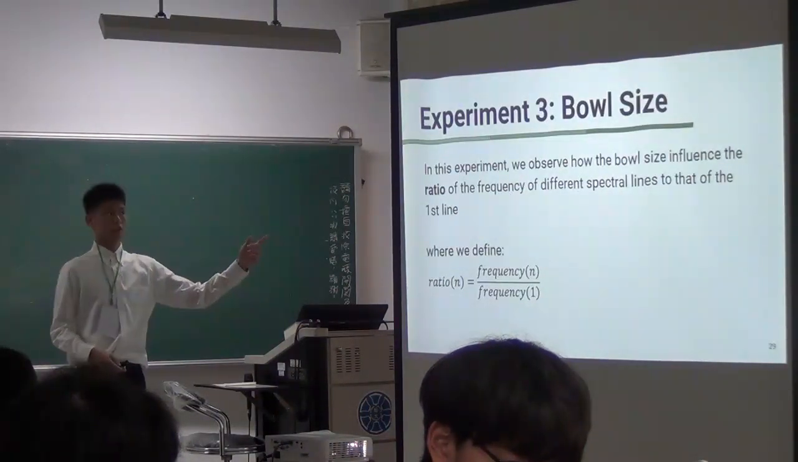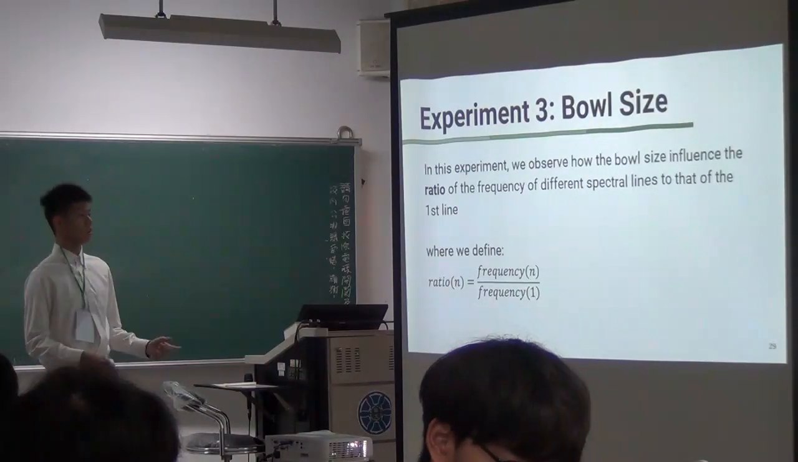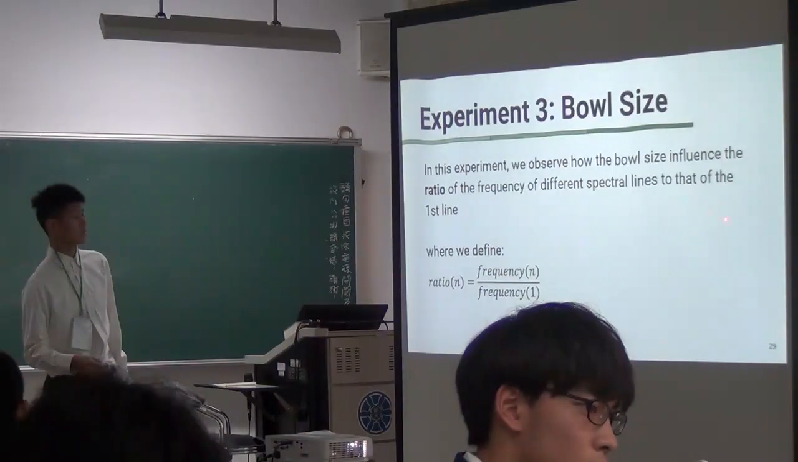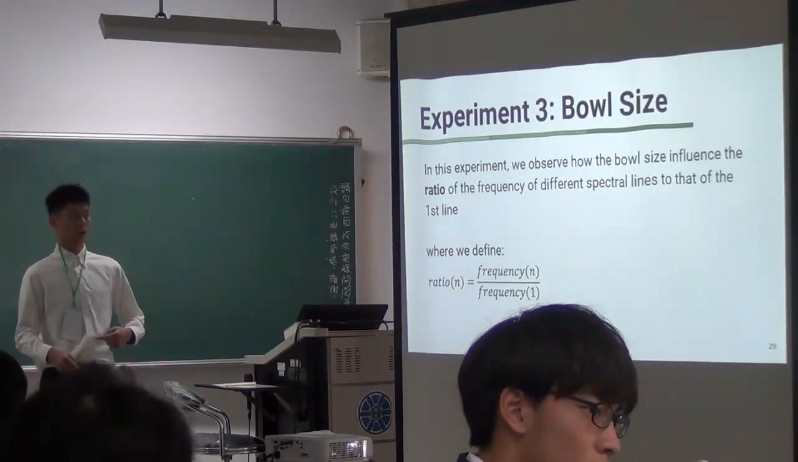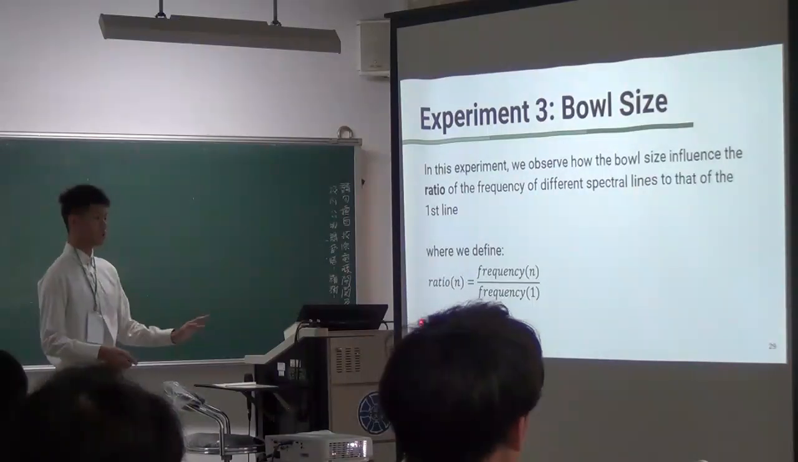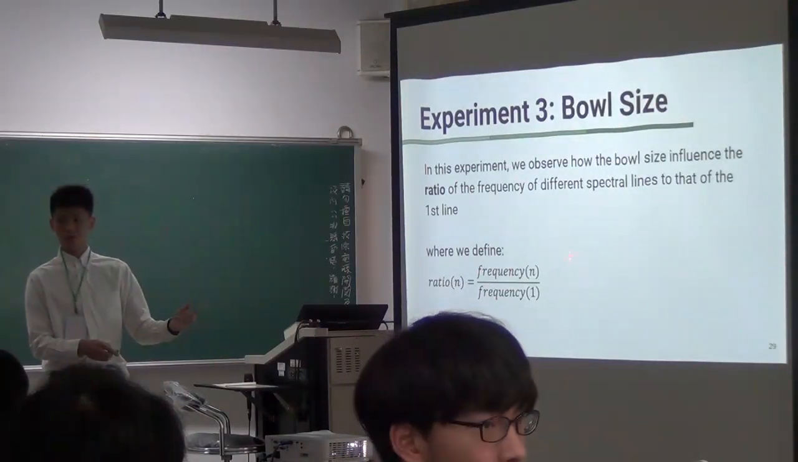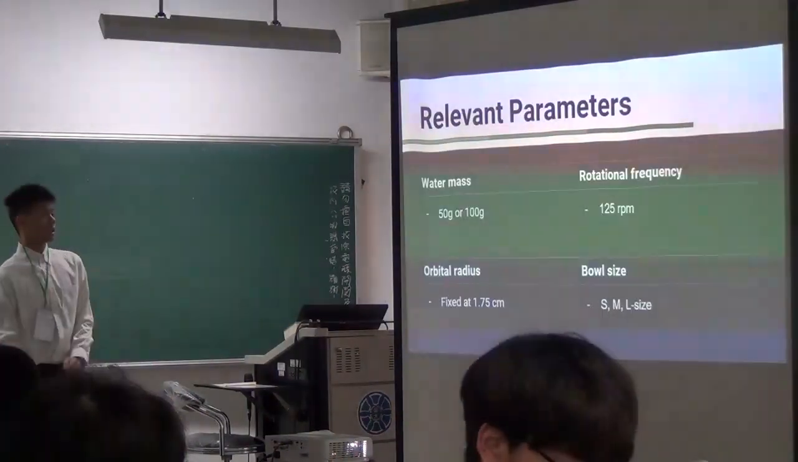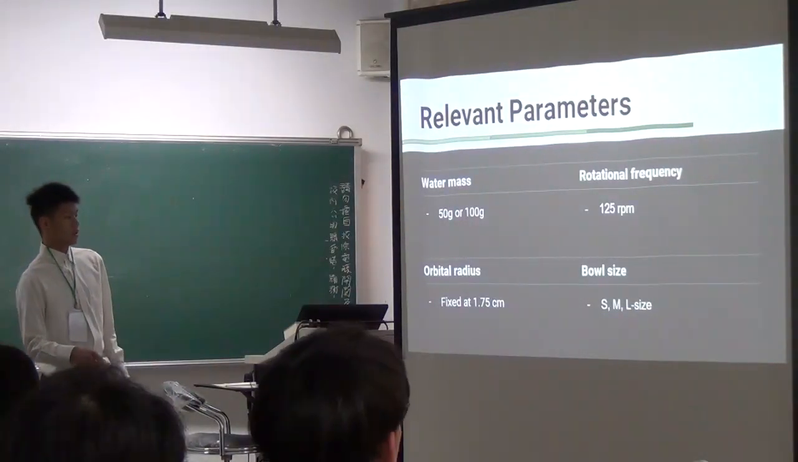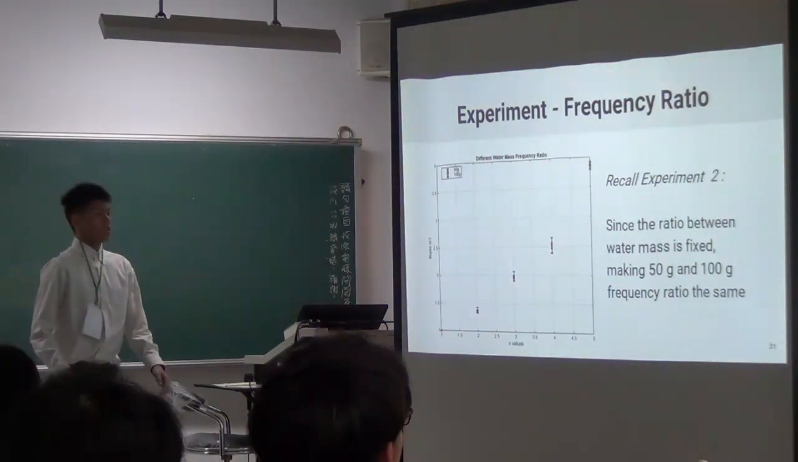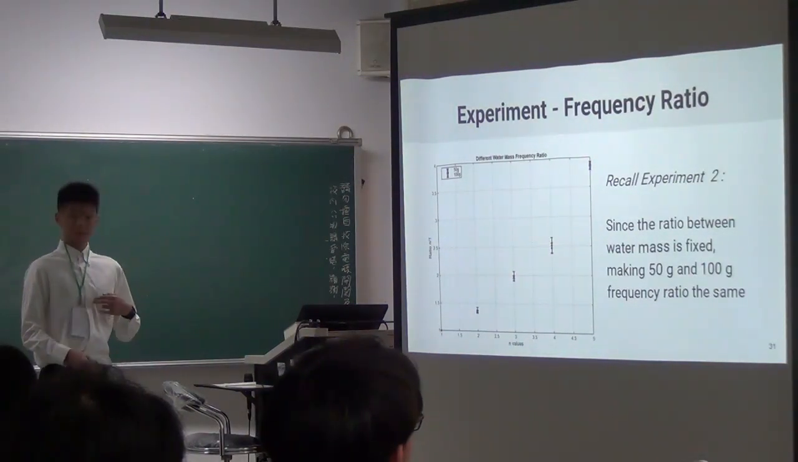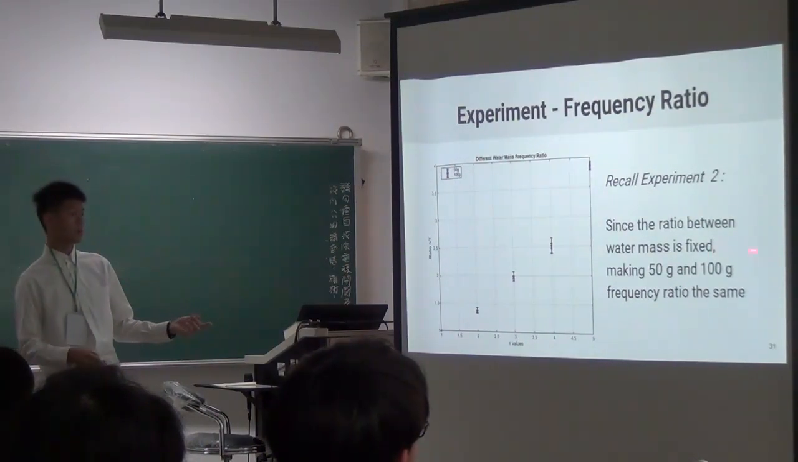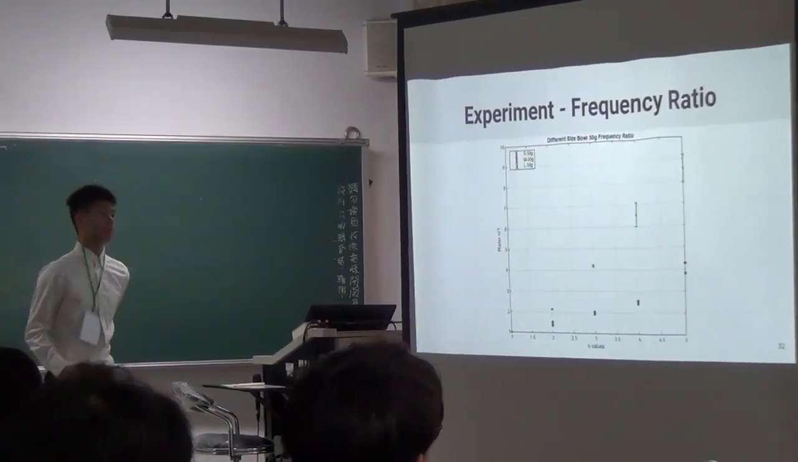So now let's move on to experiment 3, about bowl size. We observe how the bowl size influences the ratio of the frequency of different spectral lines to that of the first line. And here, I want to make sure that you understand that the ratio of n equals the frequency of the nth spectral line divided by the frequency of the first spectral line. So again, we are changing different scenarios. If we recall experiment 2, we can see that the ratio between the water mass is fixed, so that makes the 50 grams to 100 grams ratio all the same.